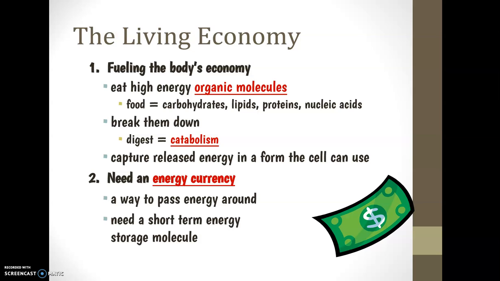Now, in order to do this, if you think about it, all of us use money on a regular basis. We all have this common form of currency that we all understand. Well, in our bodies, we have all these different types of cells, but we need a common currency, or a common type of energy, that all parts of the body can understand. We have to have a way for this energy to pass and move around throughout our entire system. So we need a short-term energy storage molecule.